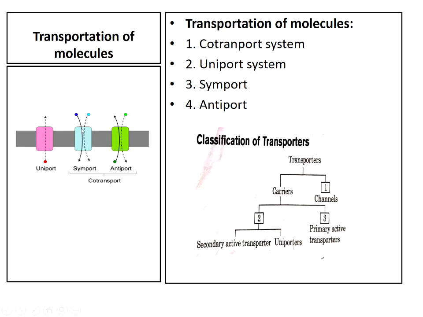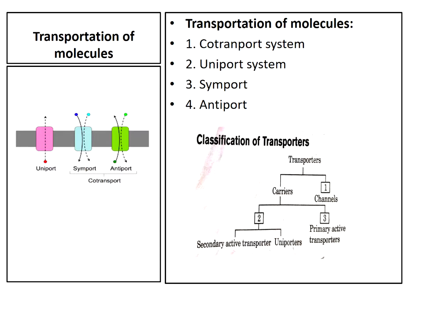So, in this figure, you may observe, let us take an example. You may identify the colors. This dark color is one of the solutes, and this somewhat light color is another solute, and both solutes move in the same direction. So we consider it as a symport.